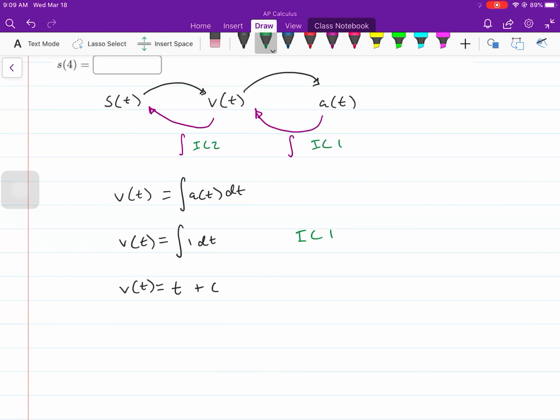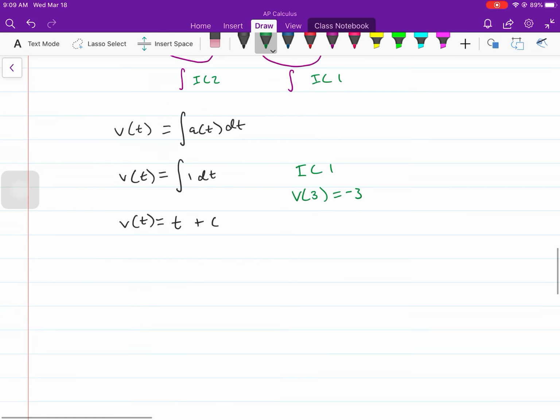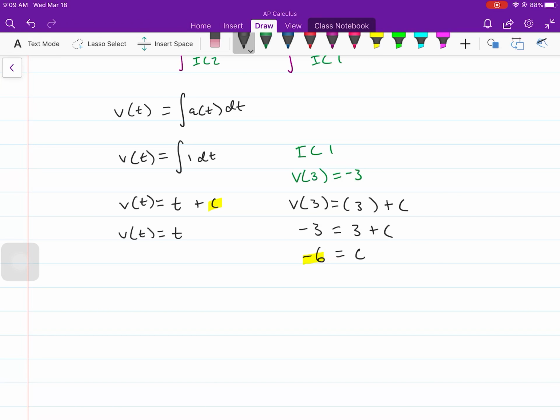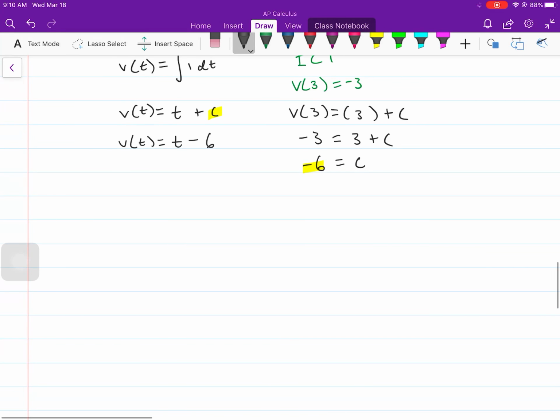So our initial condition 1 is that v of 3 equals negative 3. Let me just double check that real quick. So v of 3 equals negative 3. So I'm going to go ahead and substitute that in. Oops, no, I got that wrong. V of 3, I'm just plugging in a 3 into the t. See, I'm making a mistake there. And so that equals 3 plus c. So c is negative 6. And so I'm going to take that negative 6 and substitute that in there. So our velocity function is going to be t minus 6.